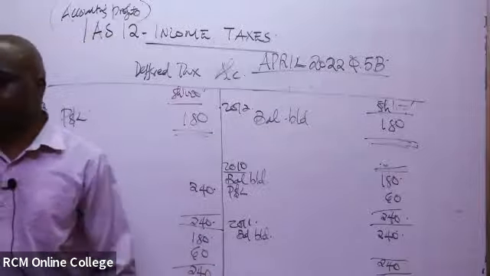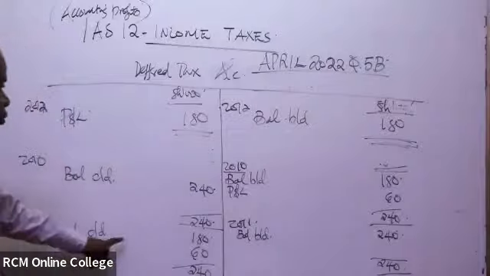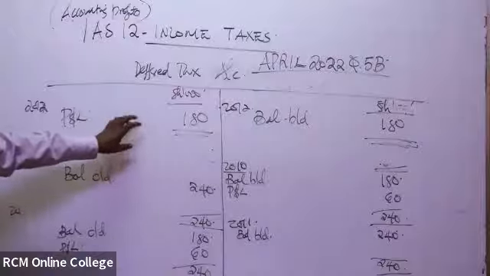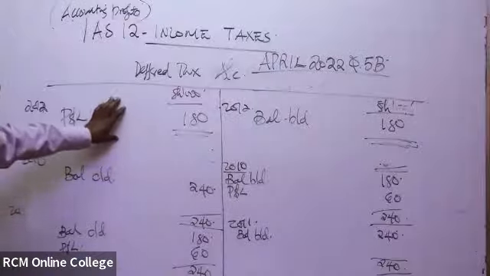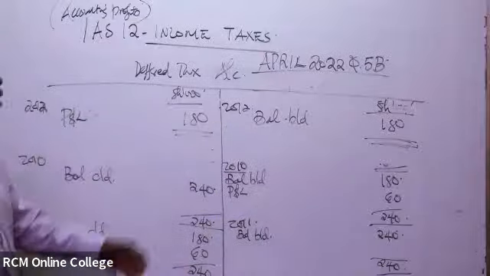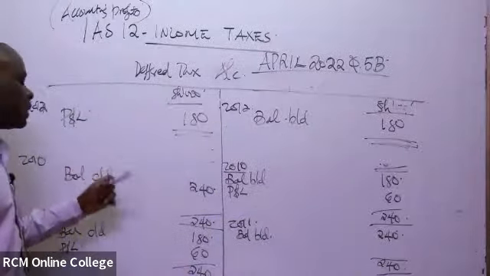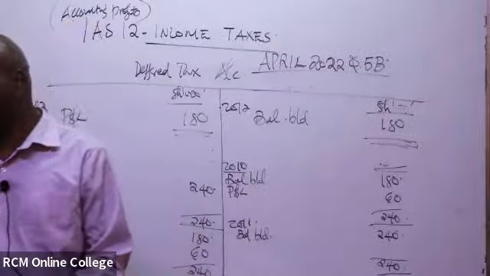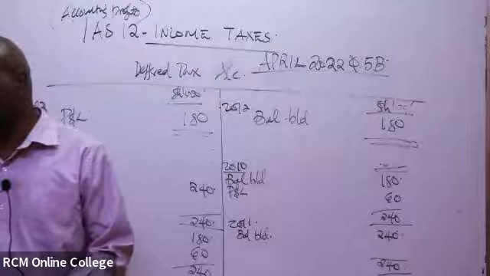Hope we are together? So this 180, we've been able to bring it down here, but we close it to the P&L account. So for this particular year of 2012, this particular amount of 180, you'll take it to the P&L account as what? As an income.